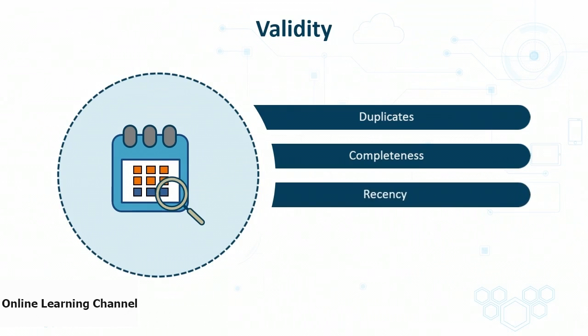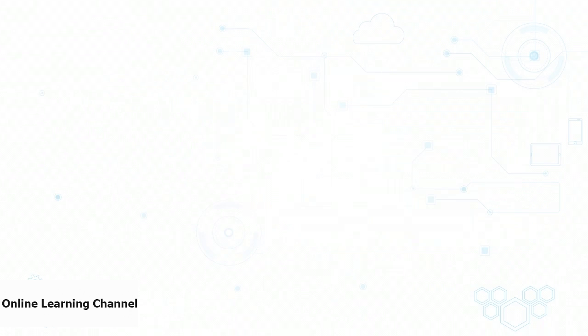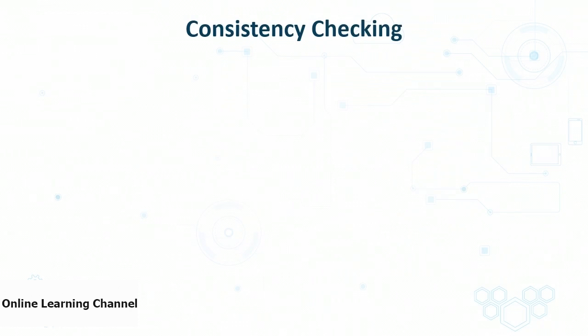The recency of the data. Well, if we're carrying out some business intelligence or predictive analytics, we may only want to look at the past 2 years rather than the past 5 or 10 years. Our models may become invalid if we go back too far. And then finally, the uniformity. Is the data uniform in terms of its unit measurements and its date formats? Then we may need to consistency check our data.